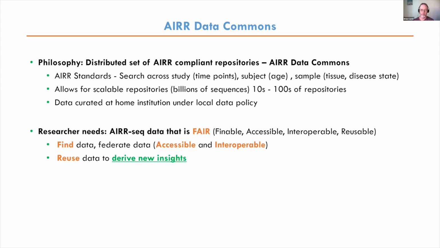So this philosophy of the AIR Data Commons really is about making AIR-seq data FAIR, so findable, accessible, interoperable, and reusable. So researchers really need to find data and federate that data across studies so that they can basically use data between studies to really, the goal is to drive new insights. And this is true of all disease states, but in particular, as Monica mentioned, is the goal of the T1D AIR Consortium.